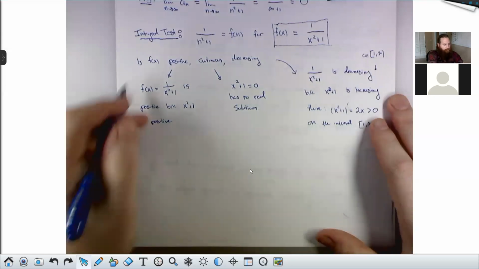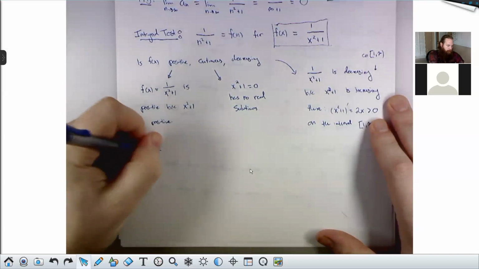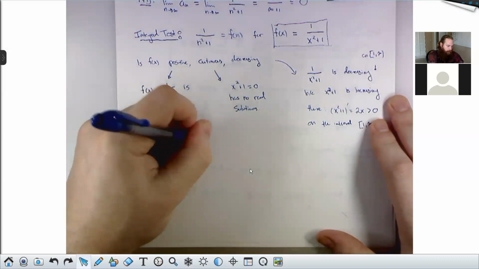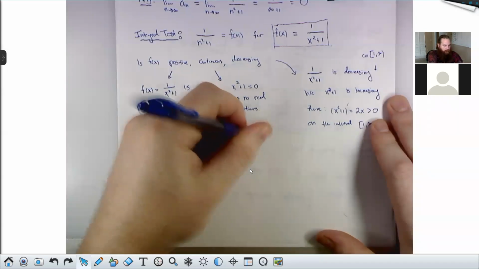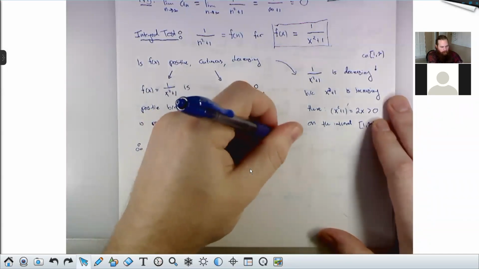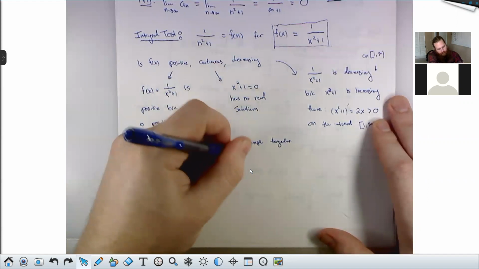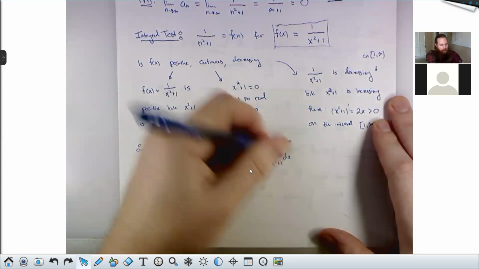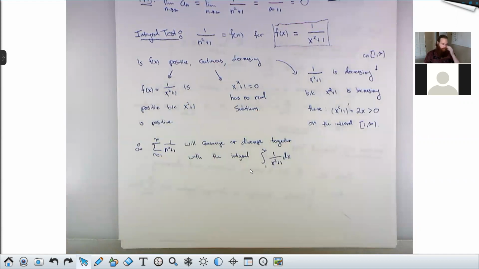All right, since f of x is these things, the series sigma n from 1 to infinity 1 over n squared plus 1 will converge or diverge together with the integral 1 to infinity 1 over x squared plus 1 dx. So next I calculate this integral, or I figure out whether that integral is convergent or divergent. And then my series, I will know, does the same.